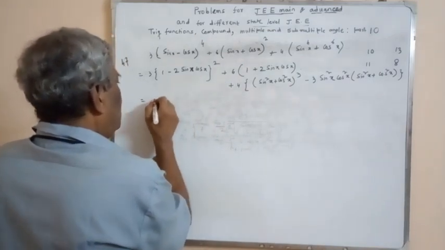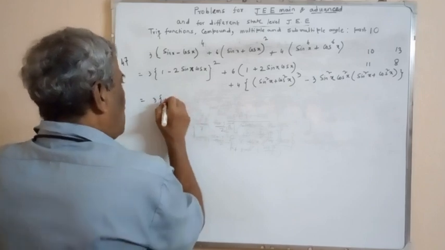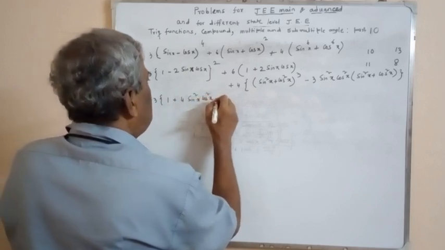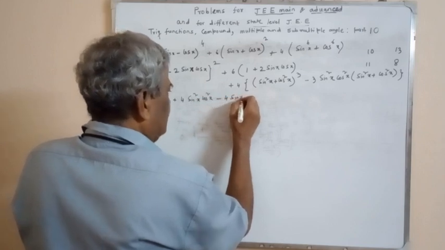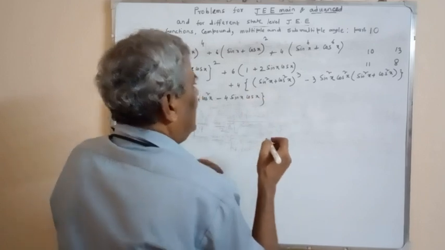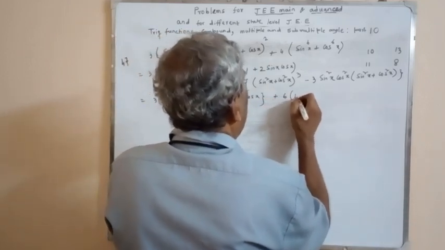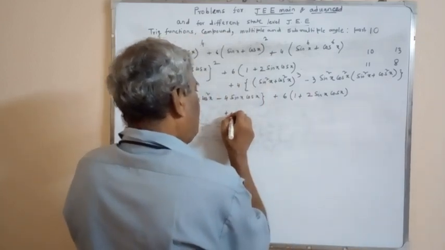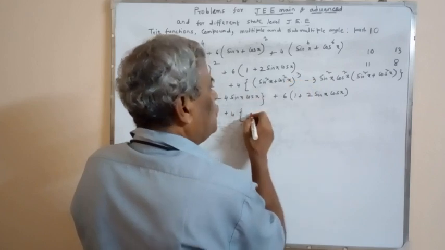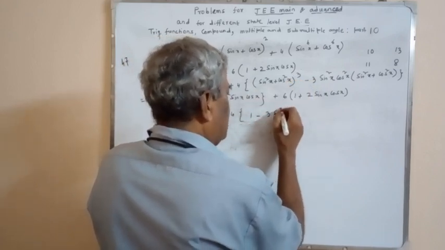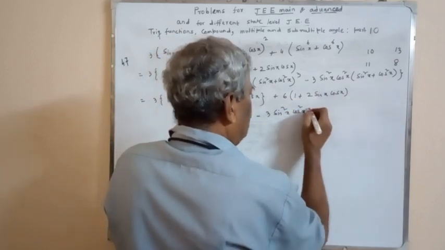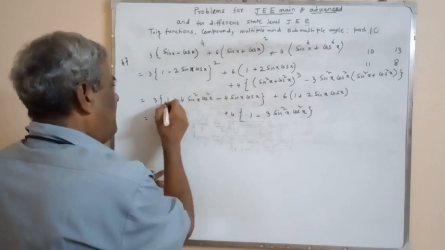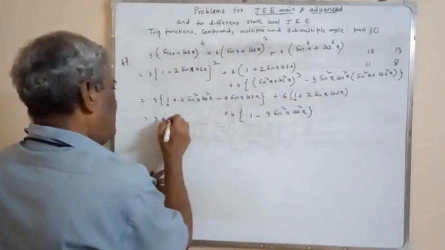So that it is equal to 3 into (1 plus 4 sin square x cos square x minus 4 sin x cos x) plus 6 into (1 plus 2 sin x cos x) plus 4. This is 1 cube, that is 1, minus 3 sin square x cos square x into 1. First we collect the numerical values, 3 plus 6 plus 4.